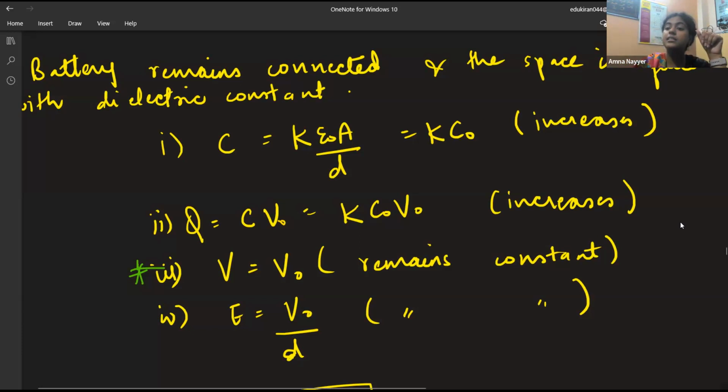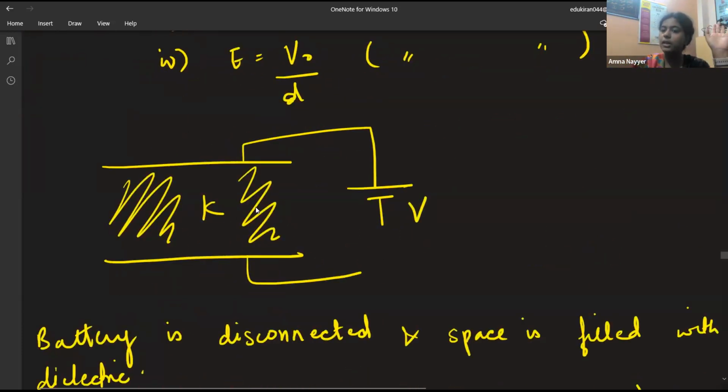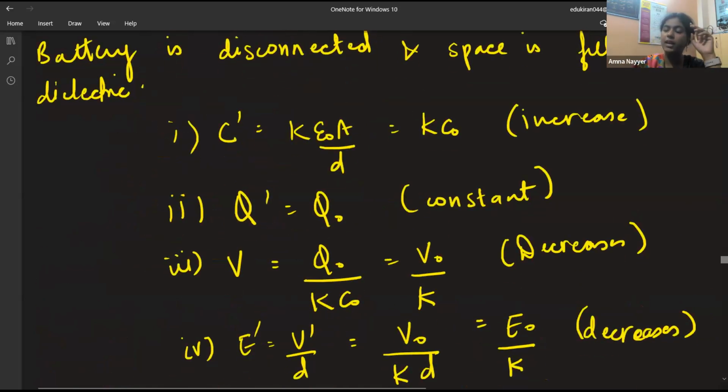Whereas if this is the case of disconnection, your slab is filled with dielectric, right? Dielectric medium, but the battery is disconnected from the circuit. Now what will happen? Just remember these, especially students who have to appear for their entrances as well as for board exam questions. This is the most important topic, because without this your numericals will also fail. So capacitance will still increase if a dielectric slab has been inserted. In any case, capacitance will increase. It will become K times, right?